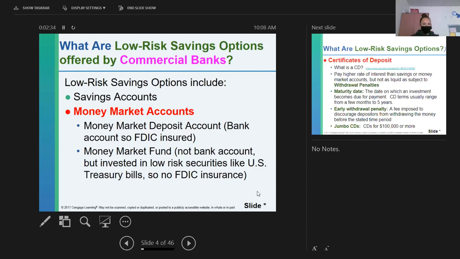A money market account is another low risk liquid savings option. You can get them at most banks. There are two different types of money market accounts: a money market deposit account and a money market fund. A money market deposit account is a bank account similar to a savings account. It is FDIC insured. Remember, that means the government backs it up to $250,000. Money market accounts pay the market rate of interest.